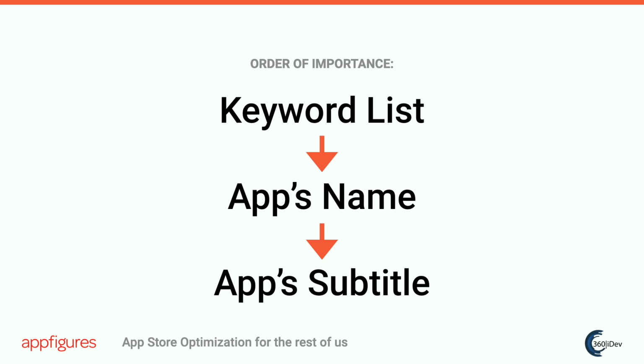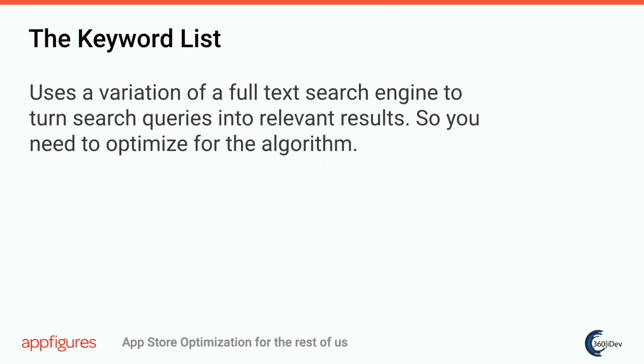So you have the keyword list in App Store Connect. I'm sure you've seen this before. That text box that no one knows what to do with. And the tooltip is really not helpful, for the record. You have the app's name, which is what everyone sees, but also what Apple really puts a lot of emphasis on when they try to figure out where to rank you. And then you have the subtitle, something that is unfortunately not used as much as it should be.